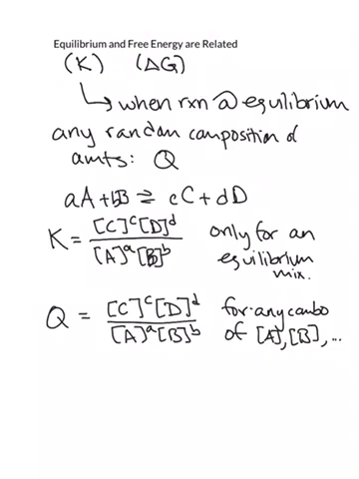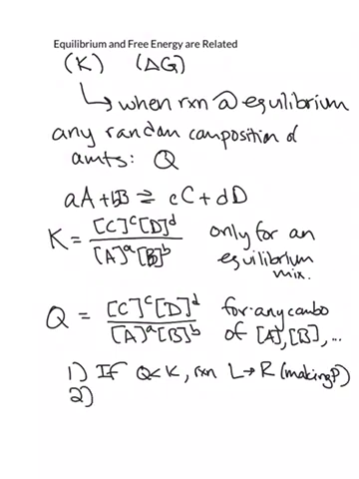And K and Q are related in three ways. The first one is, if you know K and Q, and you find out that Q is less than K, that means that the reaction is proceeding left to right. What am I doing? I'm losing reactants and gaining products, so I'm making products. In another possibility, if Q is greater than K, what do you think? It's doing the other thing. Reaction is going right to left. What am I doing? I'm making reactants and losing products.